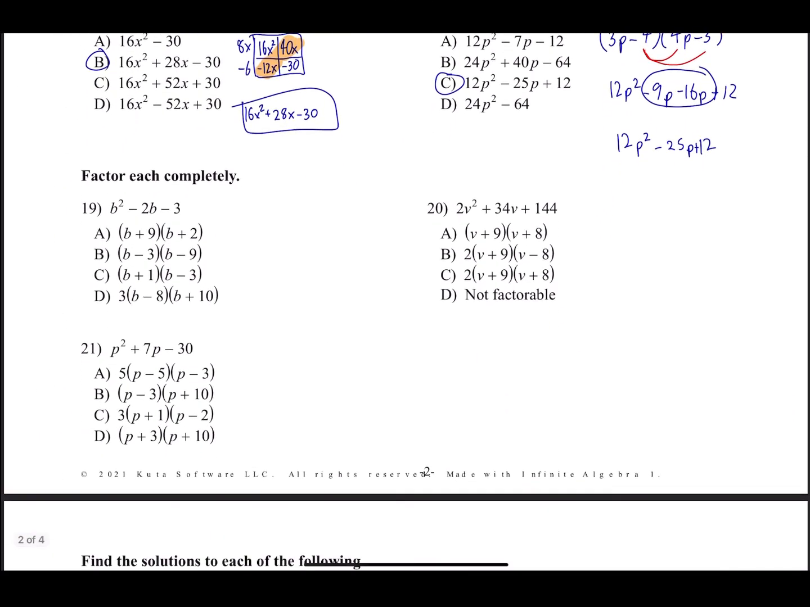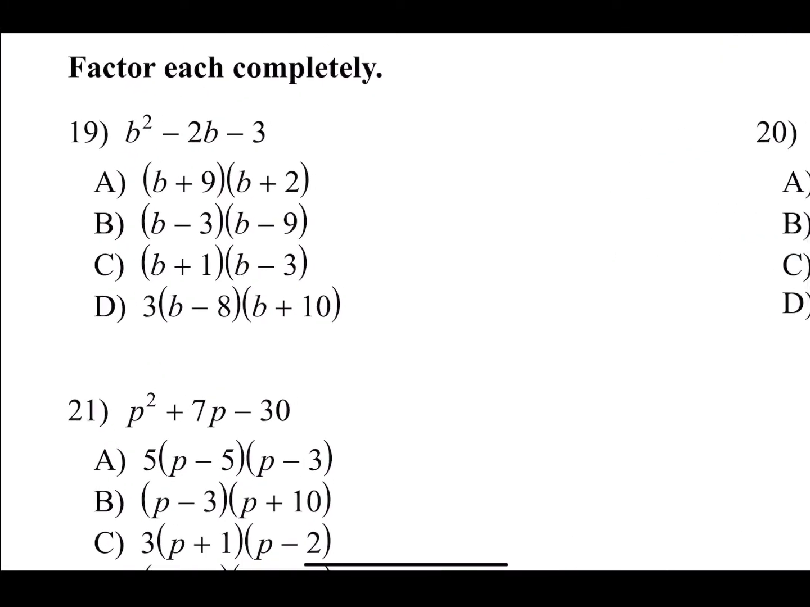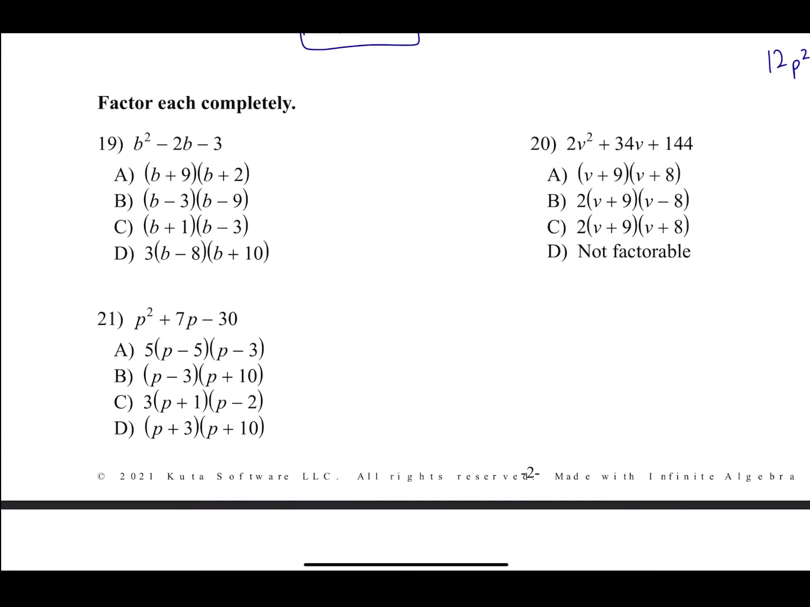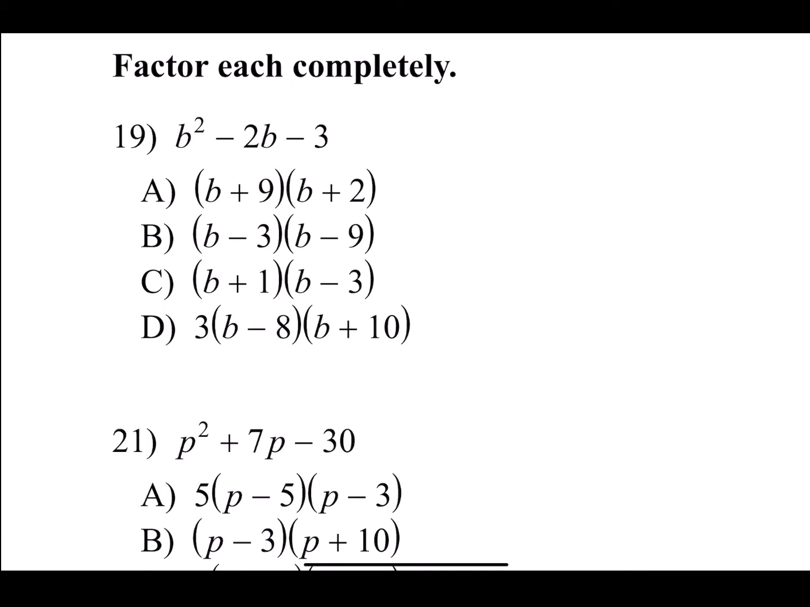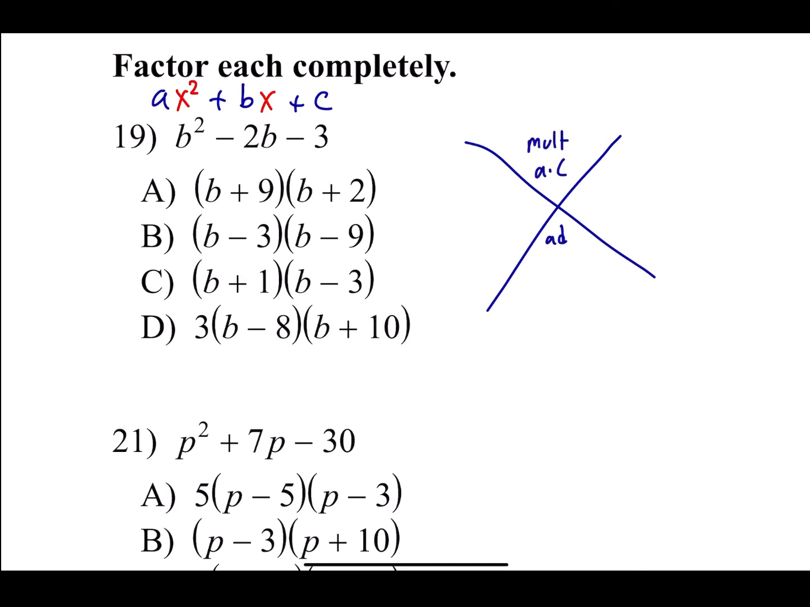Okay, factor each completely. Again, you just need to know what A, B, and C are. The first step is always make sure it's in standard form. All of these are. That just means the square is first, the single variable second, so x squared, x, and then finally c. So ax squared plus bx plus c, so that you could tell what's a, what's b, what's c. So in this case, always, always, always, they multiply to a times c, but add to b.